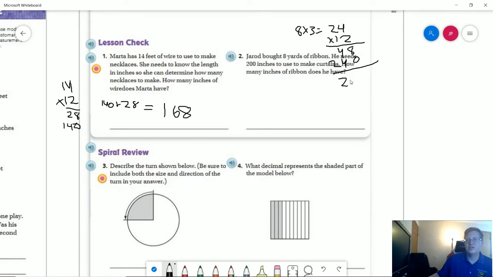And we would have 288 inches, which means we have more than enough to use 200 to make the curtains, if we are answering it that way. If it says that he has this much and he used 200 inches, how much do we have left? Then we would just have the 88, but that'll be 288 inches if we're trying to figure out converting 8 yards into inches.